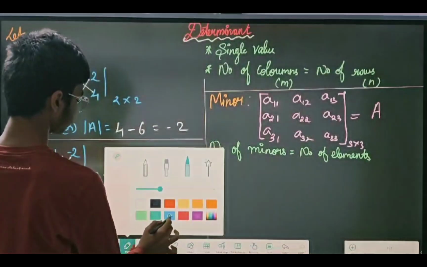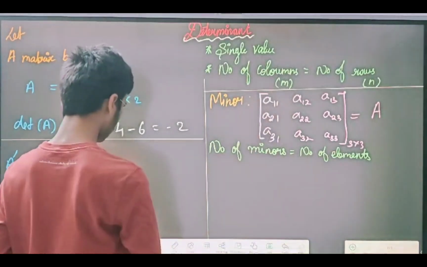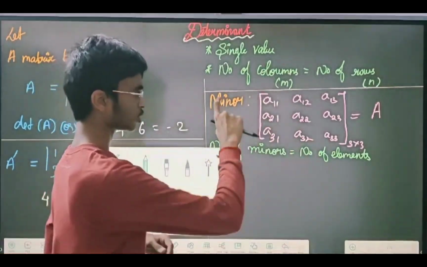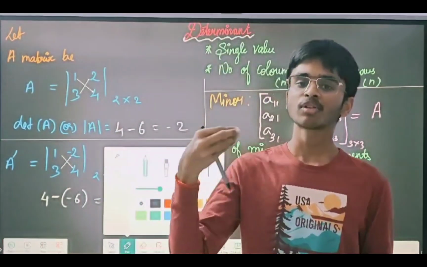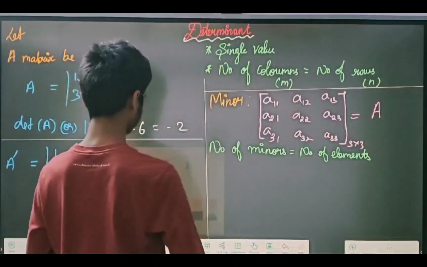It means, see here, first what you are going to do is consider any one element. Since there are totally 9 elements, you have to find the minor for every one of the 9 elements. First I'm going to consider this one.